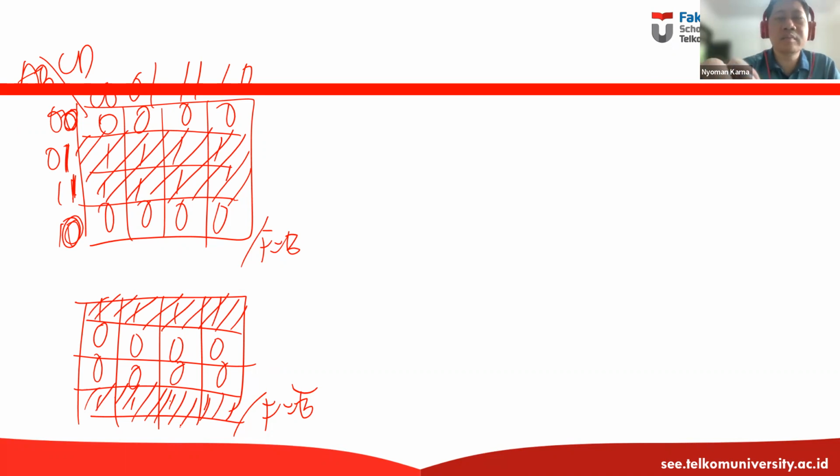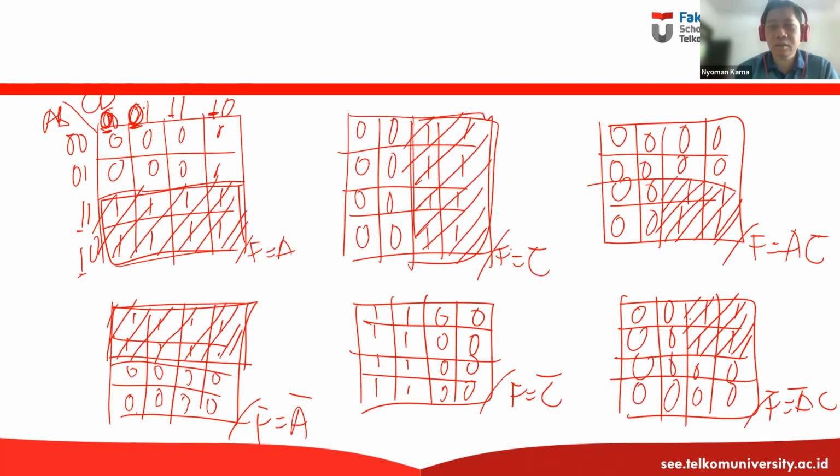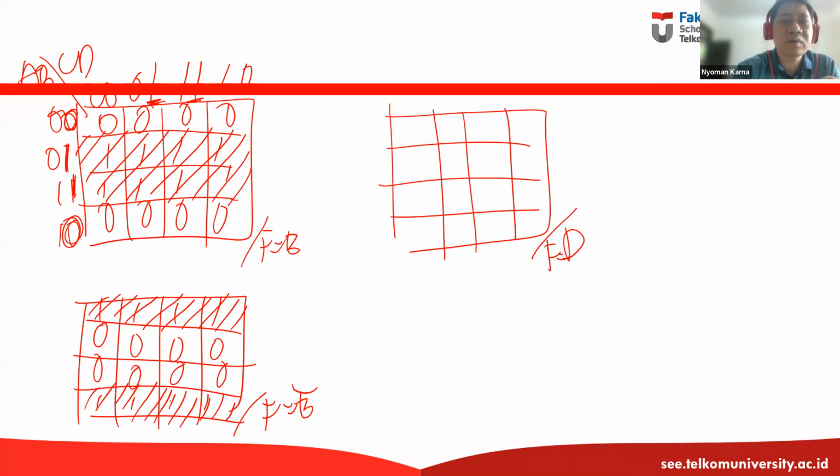Now D. D is active on this location and, sorry, this location. Sorry, I think I forgot something. This is C and this is also C. Yeah, that's correct. So D is active on this, so it will become like this. This is D. And the rest are 0. So this is D.